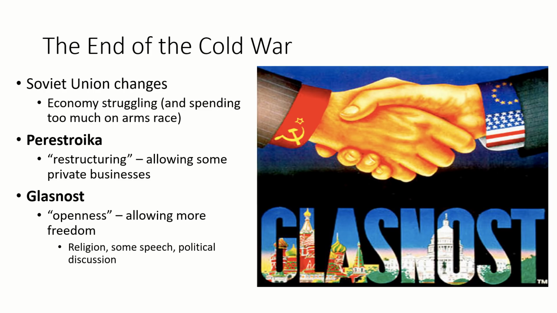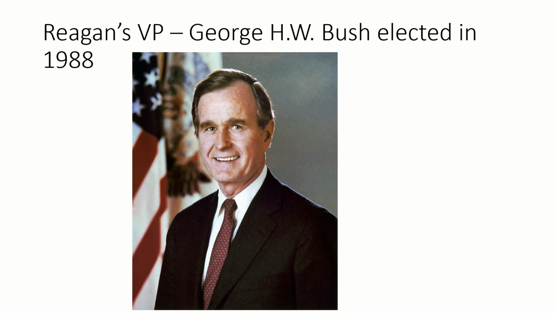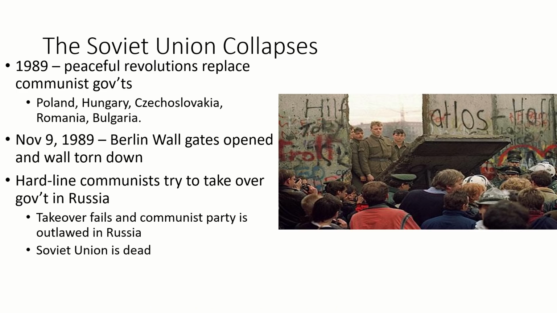First was perestroika, restructuring, allowing for some private property and privately owned businesses to run. The other idea was glasnost, allowing more political and religious freedom, which ultimately is going to lead to, obviously, more political challenges to the communist system. And so in 1988, George H.W. Bush, who was probably our most accomplished foreign policy mind in 1988, is elected president. And he is then going to guide the Cold War into a nice soft landing.